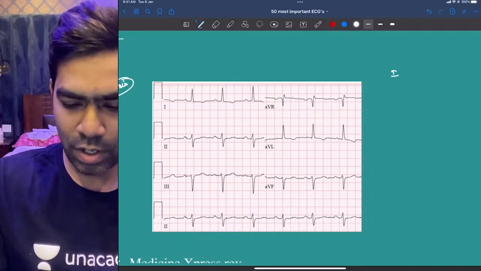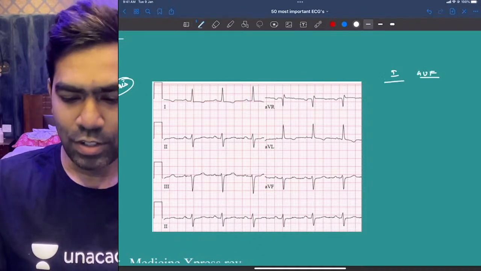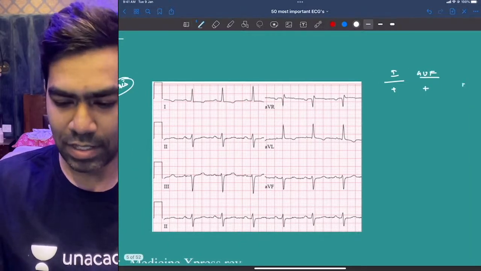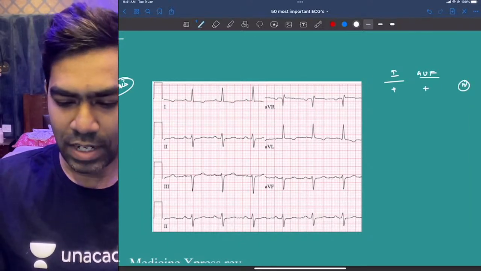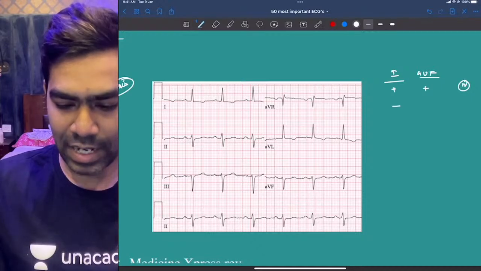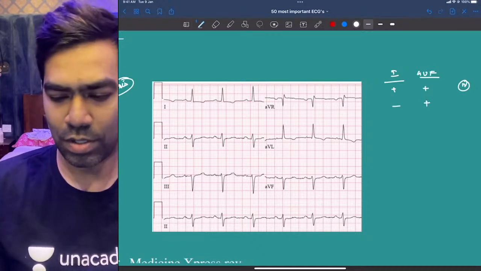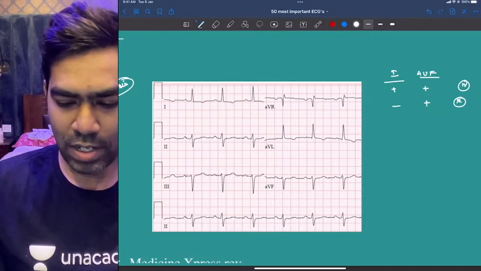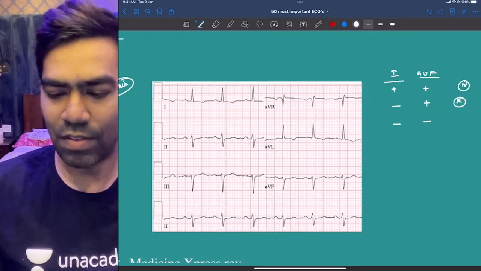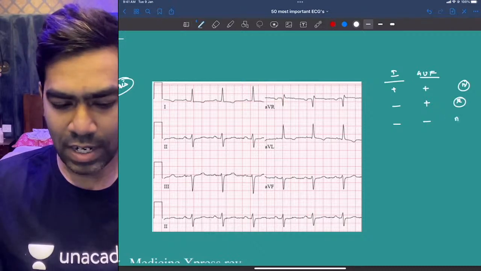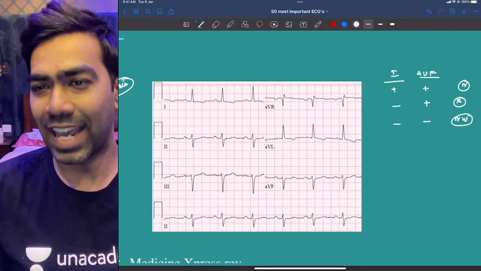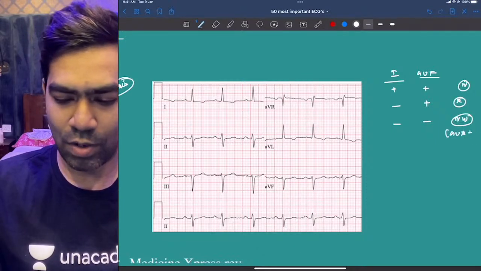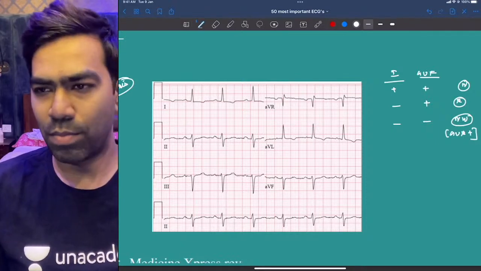Look at lead 1 and lead AVF, nothing more than that. If lead 1 shows a predominantly positive complex and lead AVF shows a predominantly positive complex, it is very likely to be a normal axis. If lead 1 shows a negative complex and lead AVF shows a predominantly positive complex, it indicates a right axis deviation. Similarly, if lead 1 and lead AVF both show negative complexes, it's very likely to be a northwest axis, or an extreme axis deviation. More often than not in this condition, your AVR will also show strongly positive complexes.